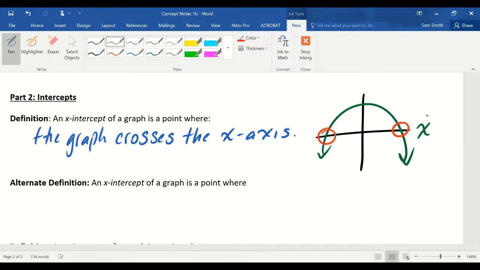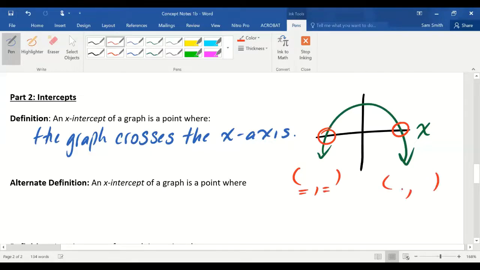Now I'd like you to ask yourself another question. Looking at both of these points, if you had to tell me something about one of their coordinates, either the x-coordinate or the y-coordinate, what characteristic do both of these points have in common when it comes to their coordinates?